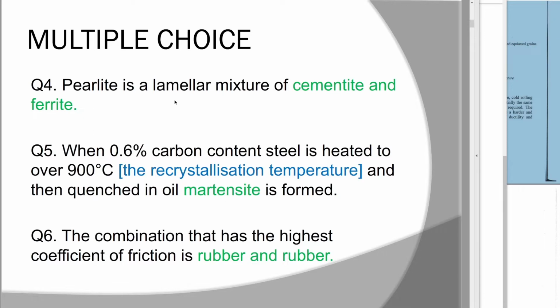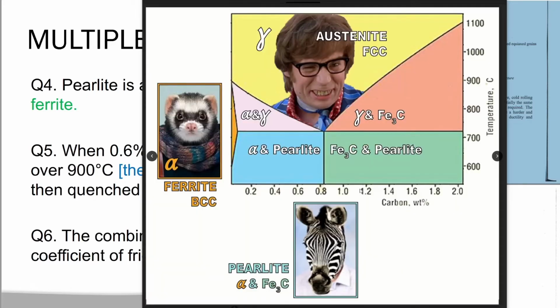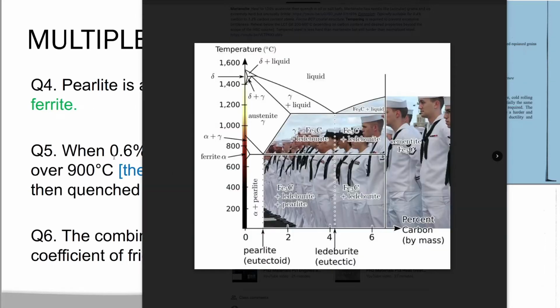Okay, pearlite is a lamella, which is a layered mixture of cementite and ferrite. So if we look at this, this is my diagram for the iron-carbon diagram. This is not actually accessible exactly, the diagram, but it's pretty useful. And pearlite is when we have layers of ferrite and cementite.